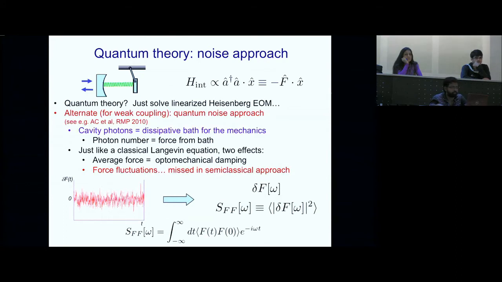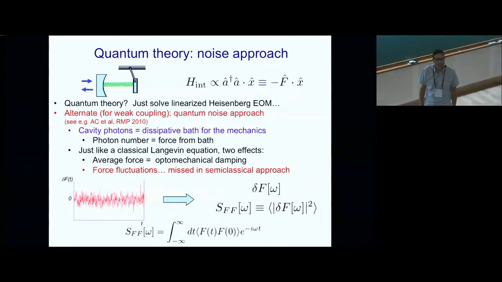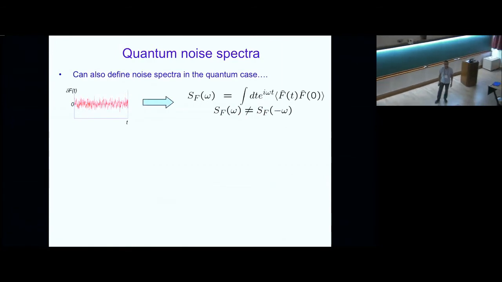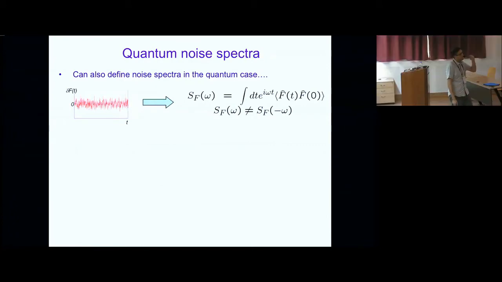Okay, so how do I generalize this idea of a force noise spectral density to quantum mechanics? What's the usual thing? You have something classically that makes sense. You want to make it quantum mechanical. You add hats on things, and then you hope nothing bad happens. So I can take this definition of a force noise spectral density and make it quantum mechanical by putting hats on my Fs. So my force operator is now an operator. In our case, it's proportional to the photon number in the cavity.